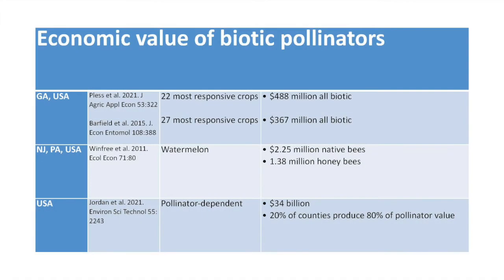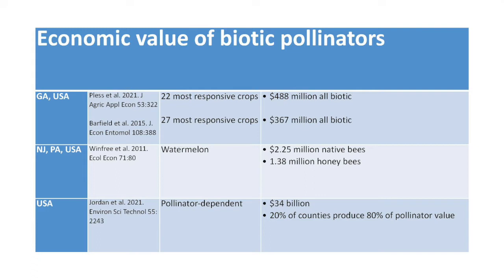So anyway, when you add up the interactions of the plant's genetic necessity for cross-pollination and its flower morphology and its acreage and its economic value, you get figures like this. What is the economic value of biotic pollinators? And I can report we have a new value dated from 2021 for Georgia, and also for the states. So in Georgia, we know from 2021 that about $488 million a year can be attributed to all biotic pollinators. That figure in the United States, also from 2021, is $34 billion.